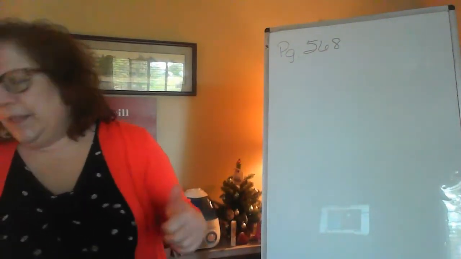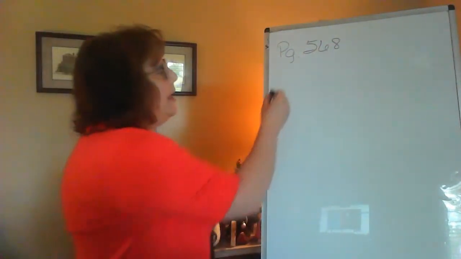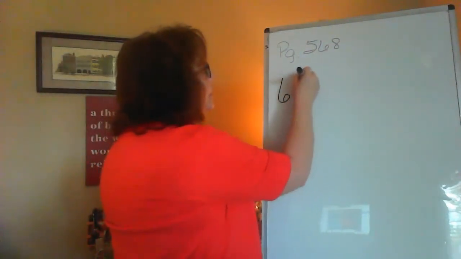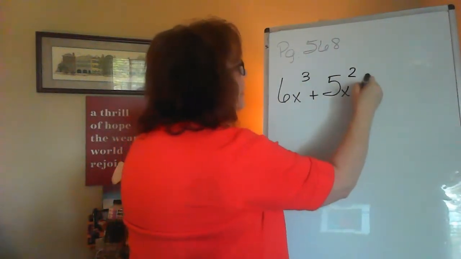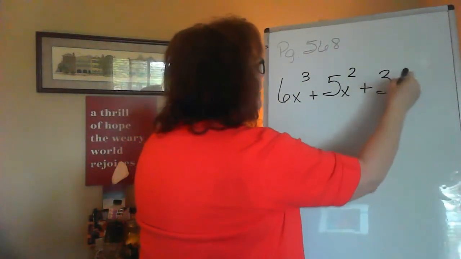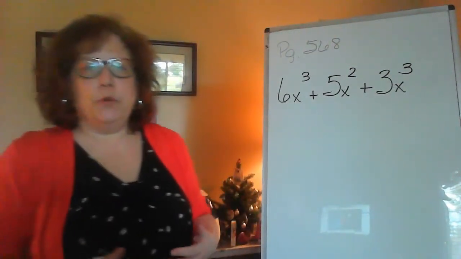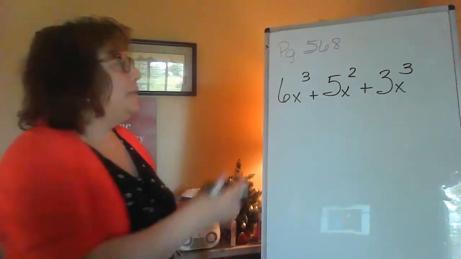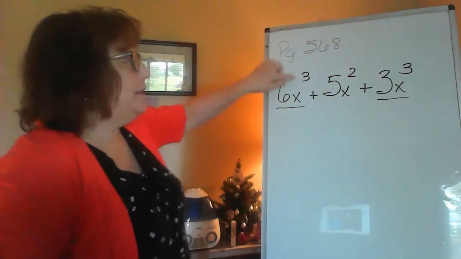The second thing is that we want to group things together. So if I had 6x to the 3rd plus 5x to the second plus 3x to the third, and I said, okay, group all of those together, I would expect that you would put this guy and this guy together because their degrees are the same.